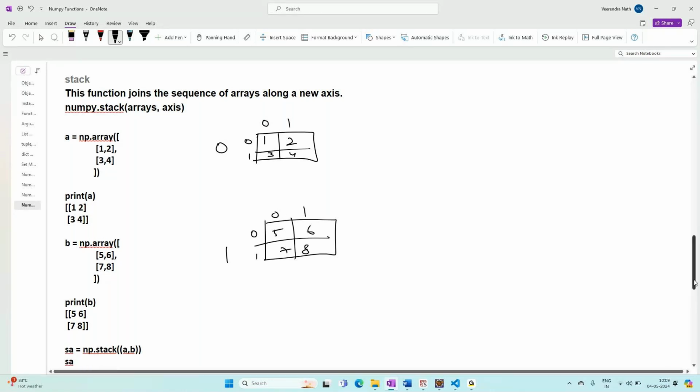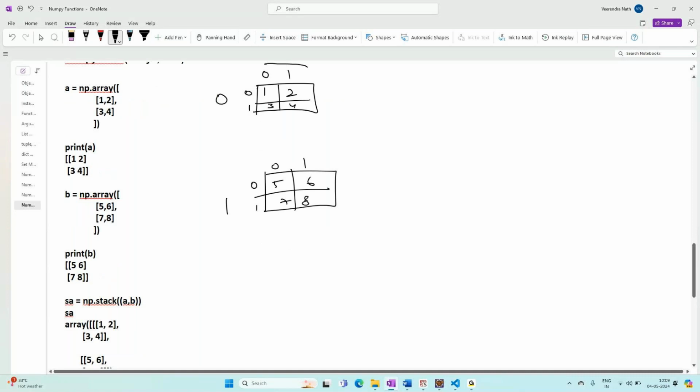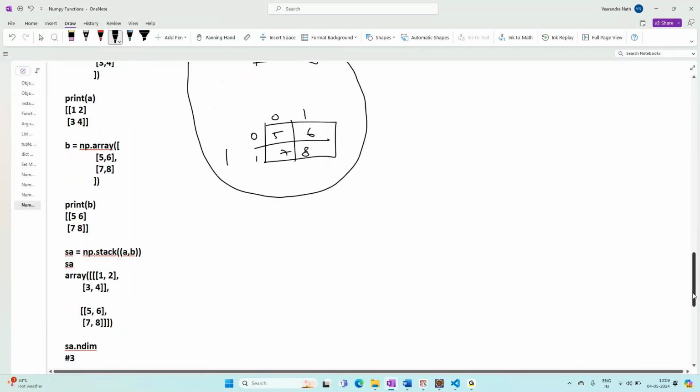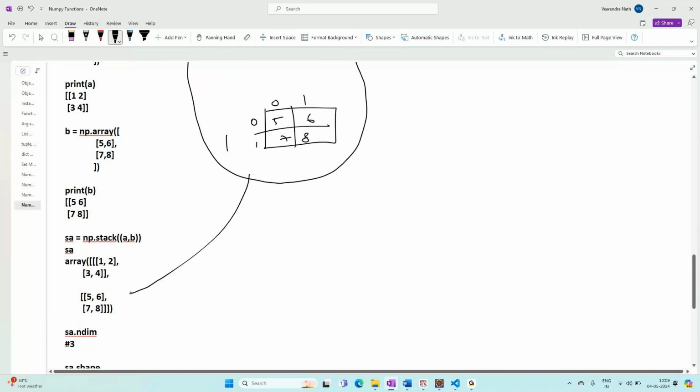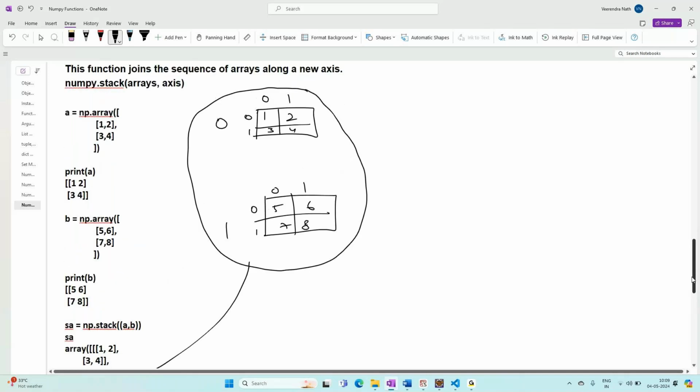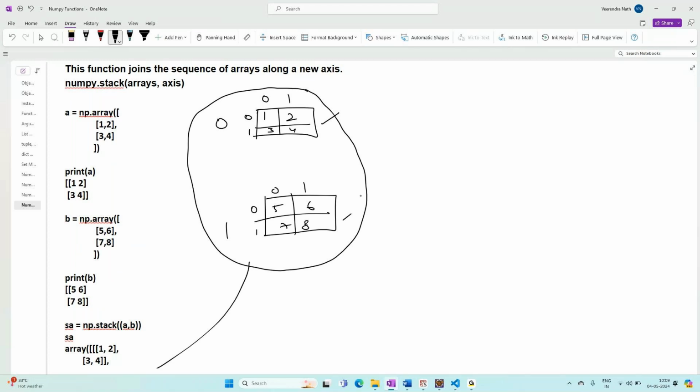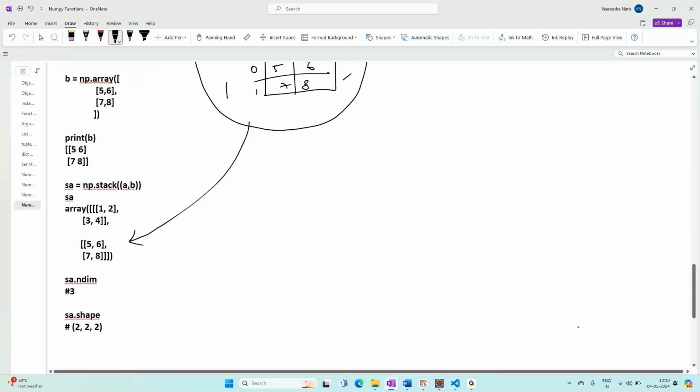Now, what is stack doing? Stack is combining these two, joining these two, and making a 3D array. Yes or no? So this is the first array and this is the second array. Both are getting joined. So this is axis is equal to 0, isn't it?